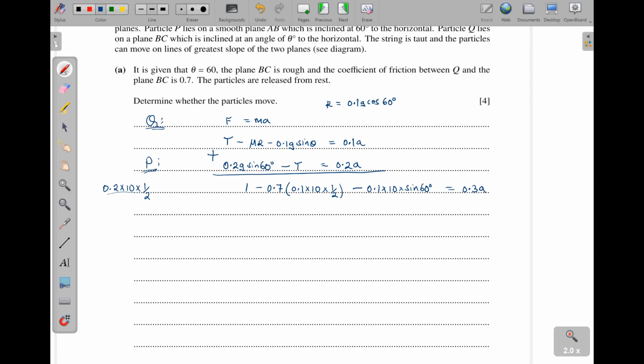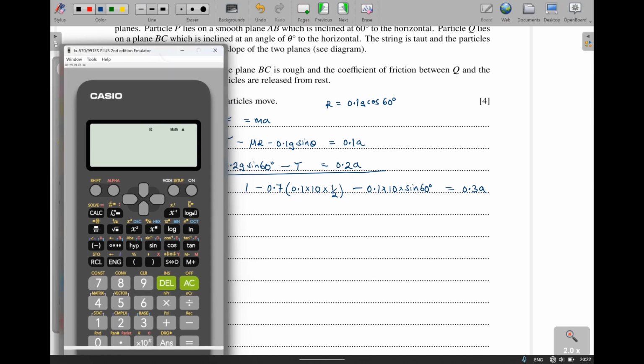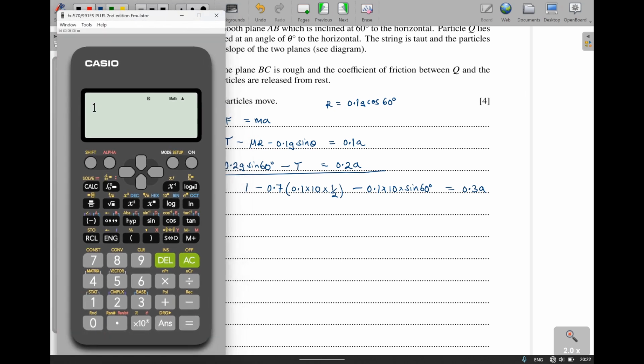You can see that actually there is acceleration, so the particles move. But let us simplify it. On the left, we are going to have 1 minus 0.7 times 0.5, because 10 times a half is 5, then times 0.1 gives 0.5. Then minus 0.1 times 10, which gives 1, times sine of 60, which is root 3 over 2. Then we divide by 0.3.